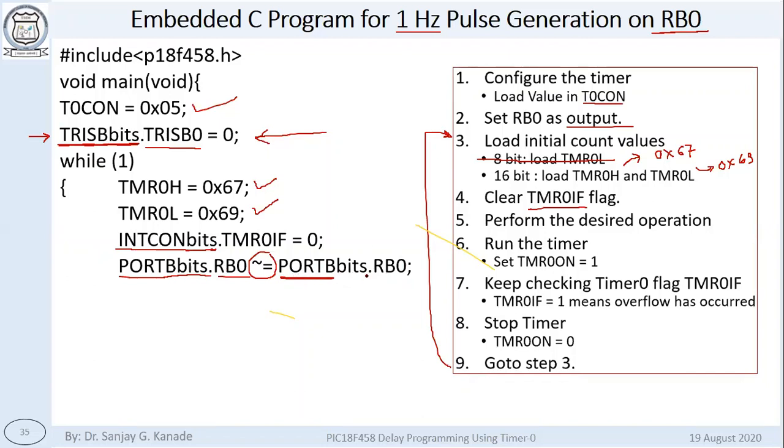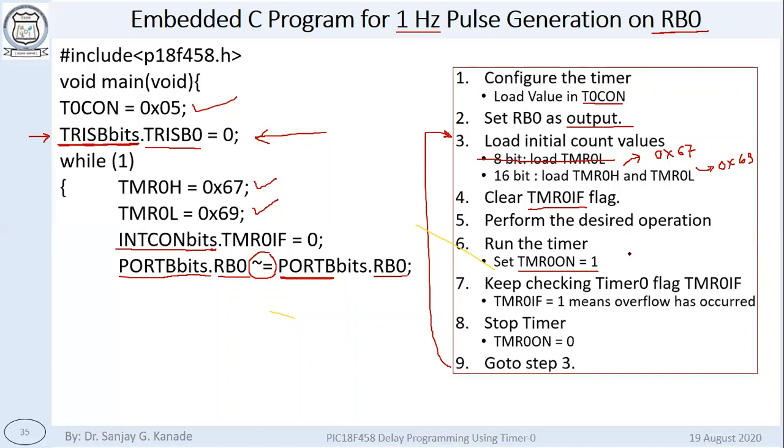Okay, in fact only the RB0 bit, RB0 pin to be precise. So this is the operation that we want: to toggle the RB0 value from 0 to 1 or from 1 to 0. Now we will run the timer by setting TMR0ON as 1.